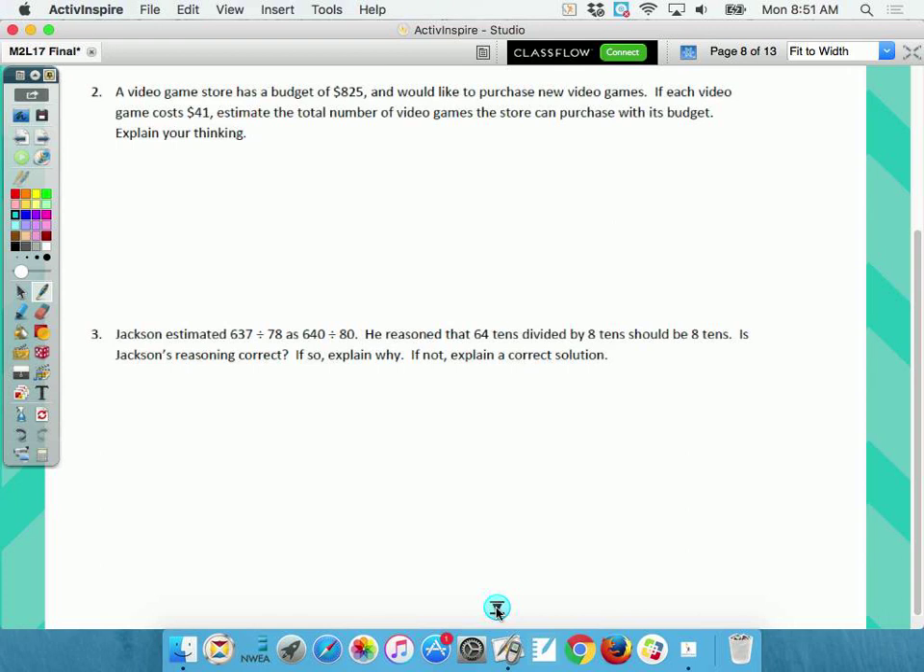A video game store has a budget of $825 and would like to purchase new video games. If each video game costs $41, estimate the total number of video games the store can purchase with its budget. Explain your thinking. So what's the actual problem? Okay, write that down first. And then let's have some equal, well, actually, we're going to round it, and I like my 3 better. There's so much space.